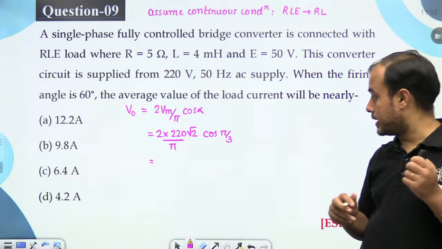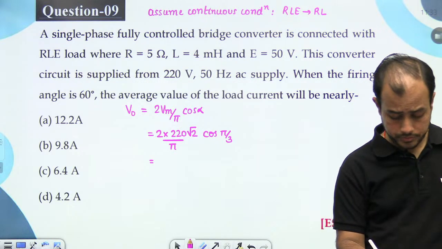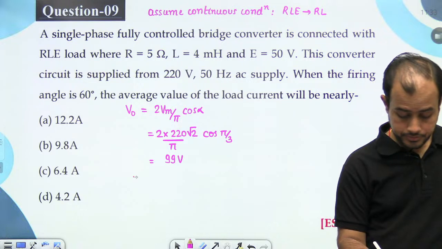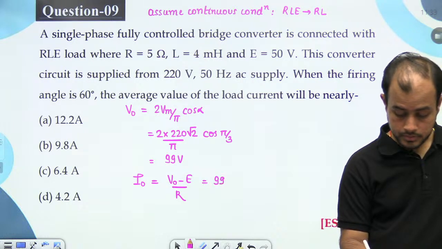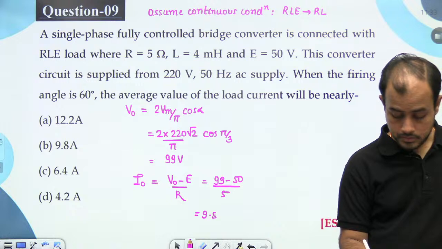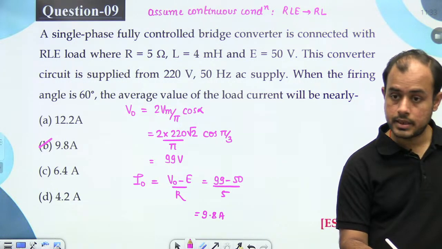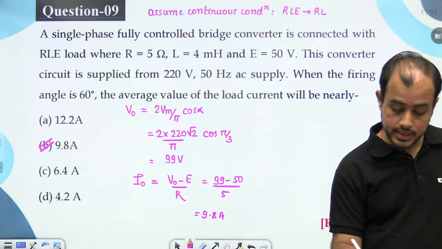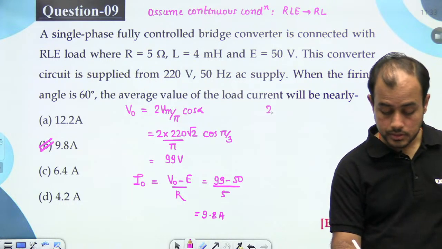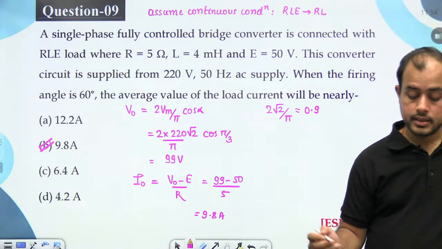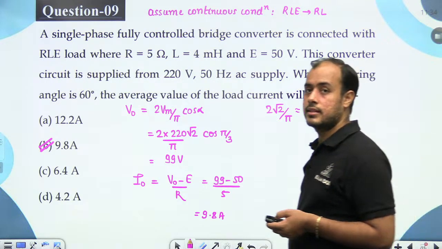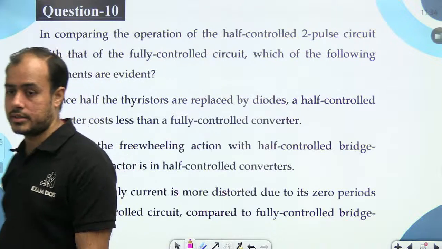Two 20 into 0.9 is 198. 198 by 2. So the answer is B, correct. Here, keep one thing in mind: 2 root 2 by pi is approximately 0.9. This will help you in calculations. This will help you in manual calculation.